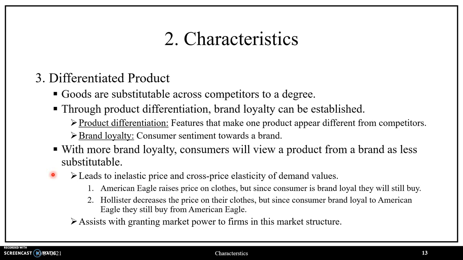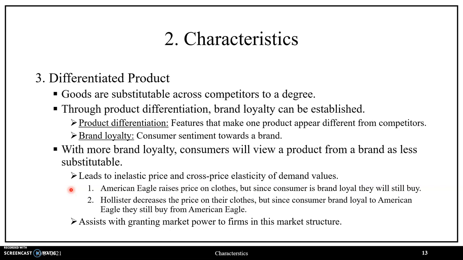If we consider another industry, such as the clothing industry, there are many firms in the space, such as Old Navy, American Eagle, H&M, Hollister, and the list goes on. If we consider American Eagle and Hollister in this instance, say we have a consumer that is brand loyal to American Eagle. Let us see what's going on if American Eagle changes its prices. If American Eagle raises its price, regardless of that price change, this consumer is still going to purchase from them.